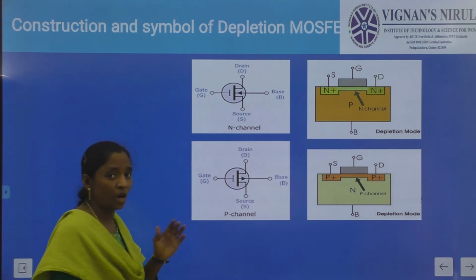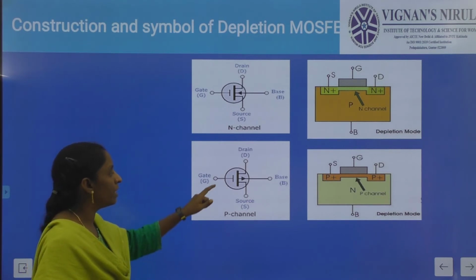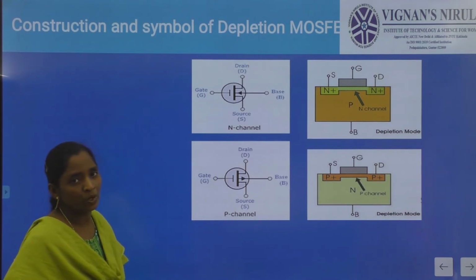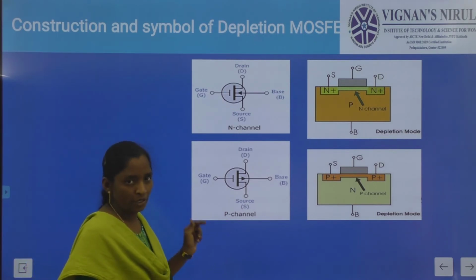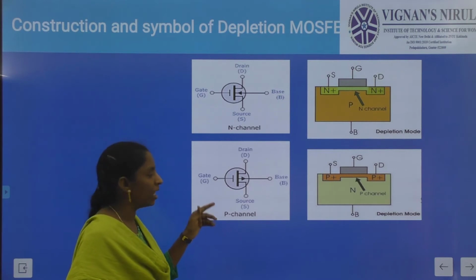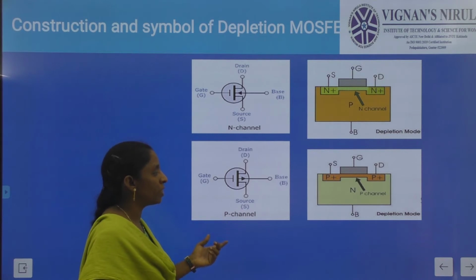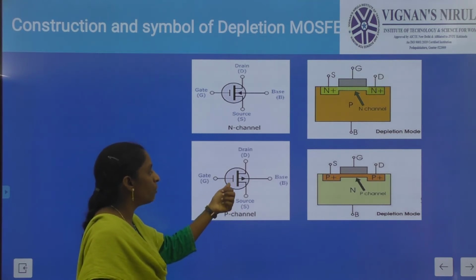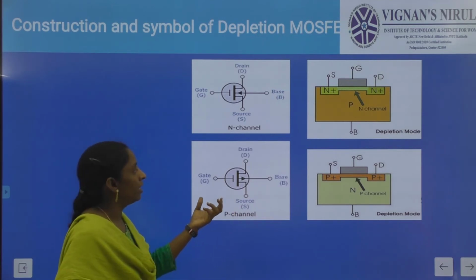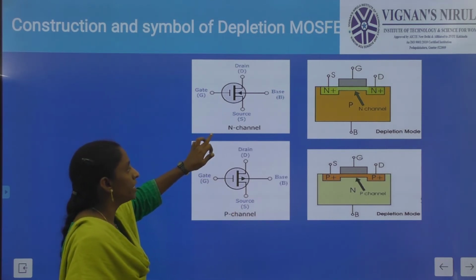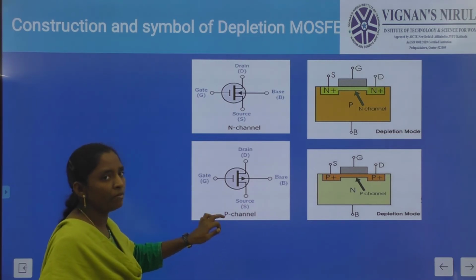Here the channel is not discontinuous. The channel is continuous, that's why it is indicated with a solid line. In enhancement MOSFET, the channel is not continuous, so we show the channel with broken or dotted lines. But in depletion MOSFET, the channel is continuous, so we show it with a solid line. Okay, is it clear? This is the symbol of the N-channel depletion mode MOSFET, and this is the symbol of P-channel depletion MOSFET.